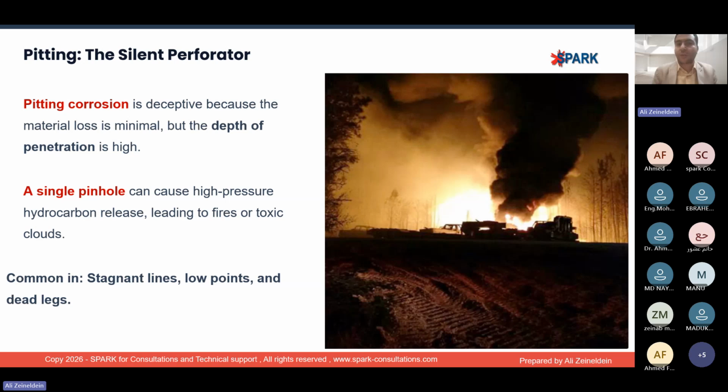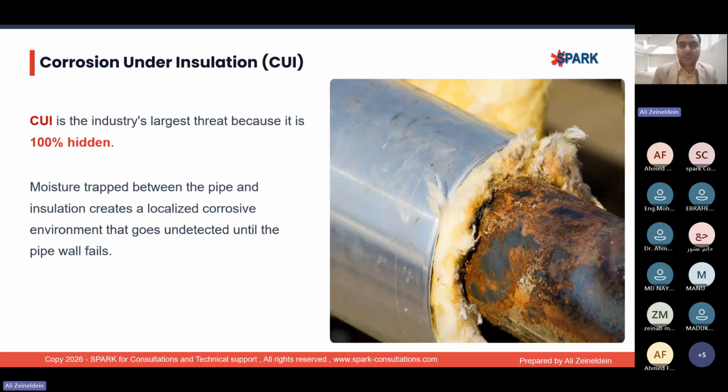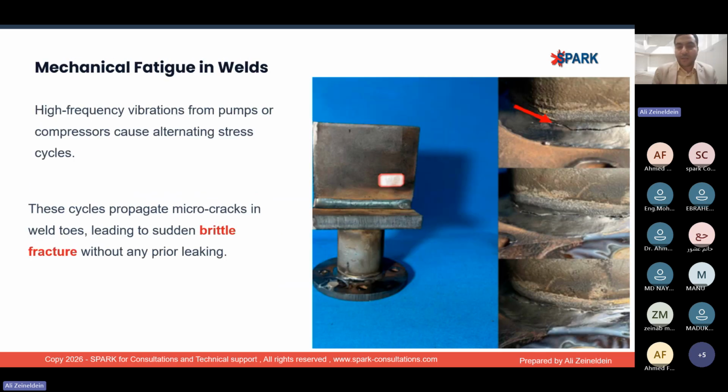This is corrosion under insulation also. By the way, our slides will have different types of examples. Here also is mechanical fatigue in welds. This started from the repair or construction phase, as we can see with the red arrow here on the right side. These are some cracks in the weld itself, due to some vibration coming from pumps or compressors, maybe some fluctuation. So finally it will fail, or failure may occur.